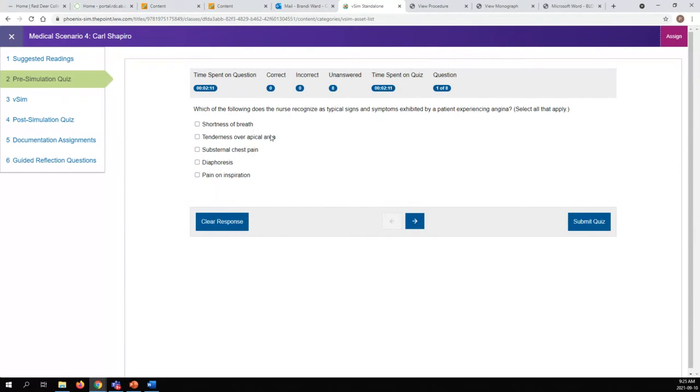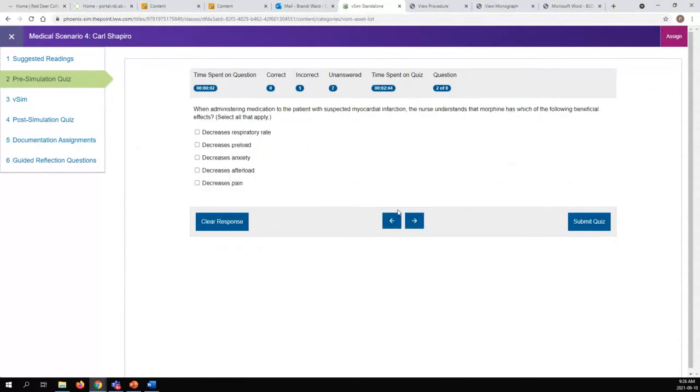I believe there could be 8 to 10 questions. In this case, which of the following does the nurse recognize as typical symptoms exhibited by a patient with angina? You can select all that apply: shortness of breath, tenderness over the apical area, substernal chest pain, diaphoresis, pain on inspiration. In that case, I'm just going to go for shortness of breath, and we'll go with substernal chest pain. And then you hit the arrow.